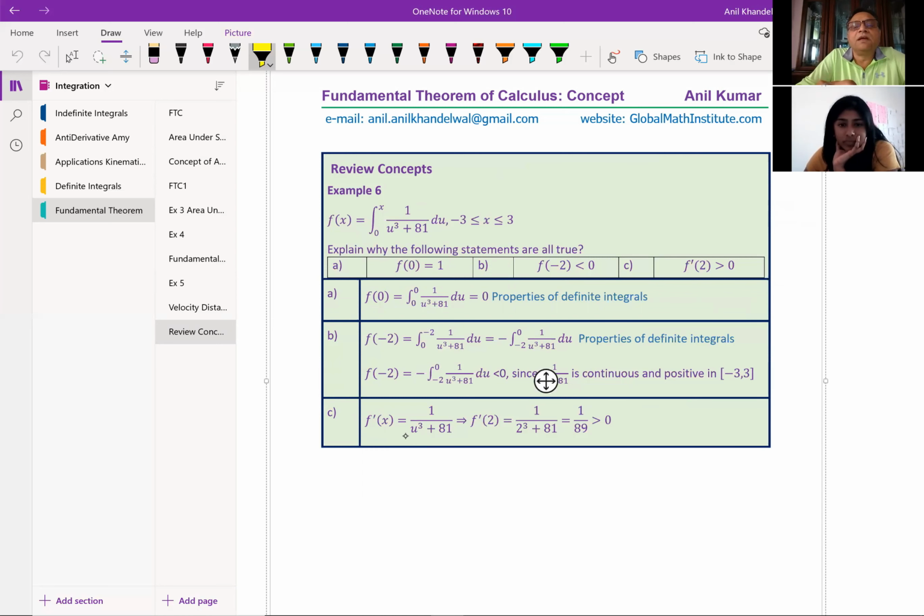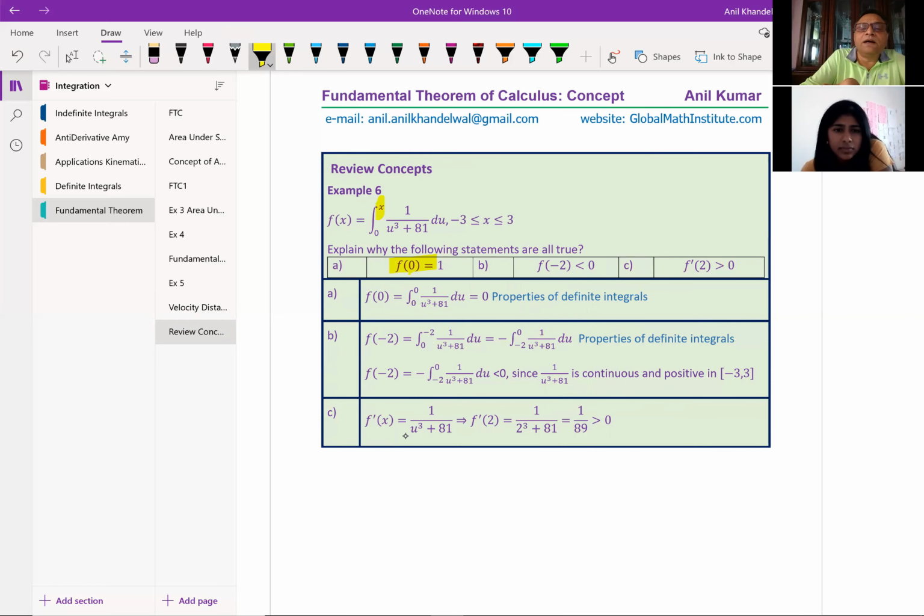F of x is the integral from 0 to x of the function 1 over u cubed plus 1 du. x is between the boundary minus 3 to 3. So if I put minus 3, minus cubed is minus 27, the function is still positive, right? So we have a positive function clearly. Explain why the following statements are true. There are 3 statements which we want to show are true. The very first one is f of 0 is equal to 1. So if f of x is all this, 0 is x, right? So this is x. It is equal to 1. Why is it true?